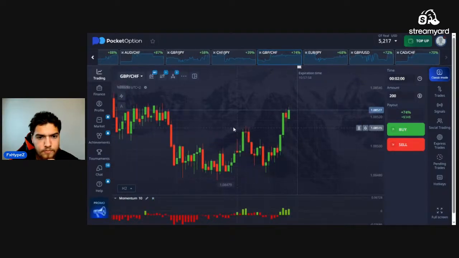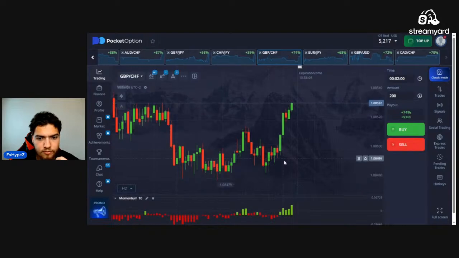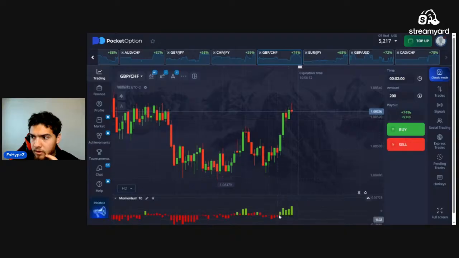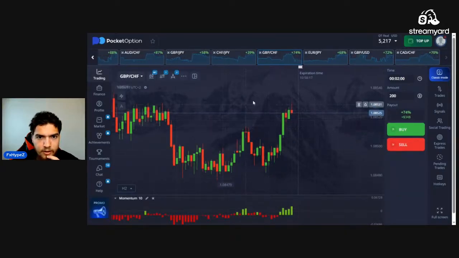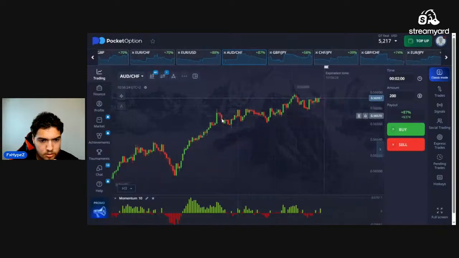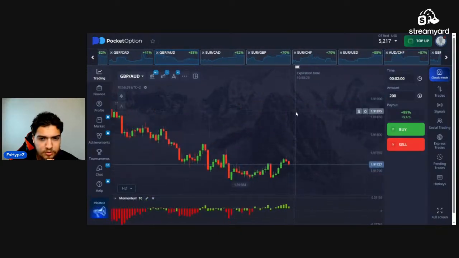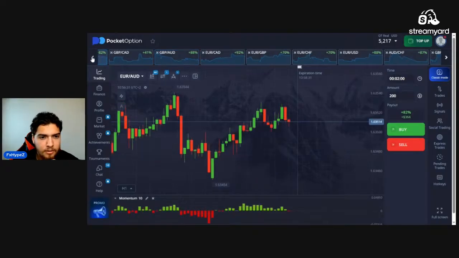Okay, so basically GBP CHF shows us momentum is bullish. We are green at the moment, and we did get a nice little breakout here on GBP CHF. Okay, it's GBP order saying I'm looking for a decent payout here. I am indeed looking for that.